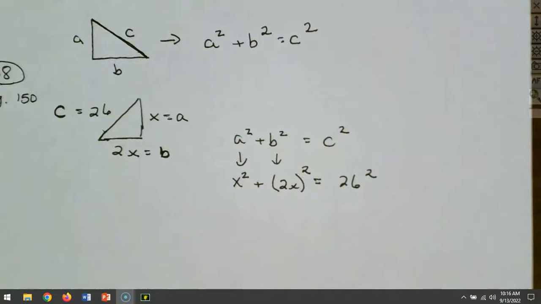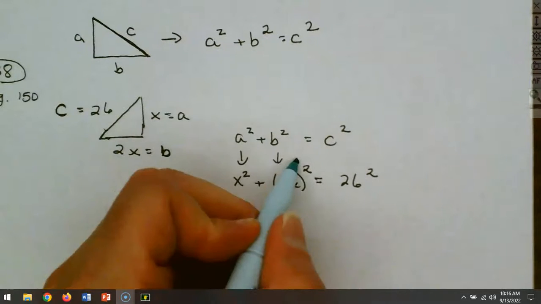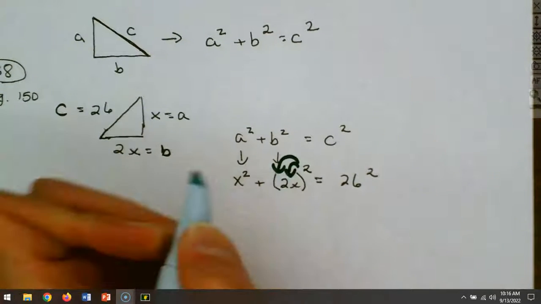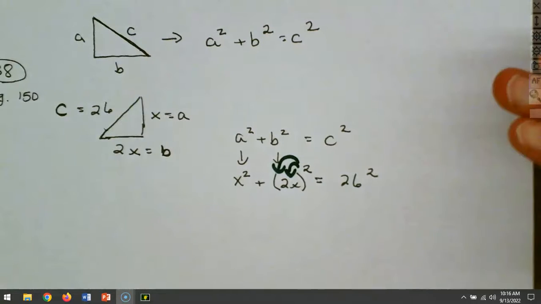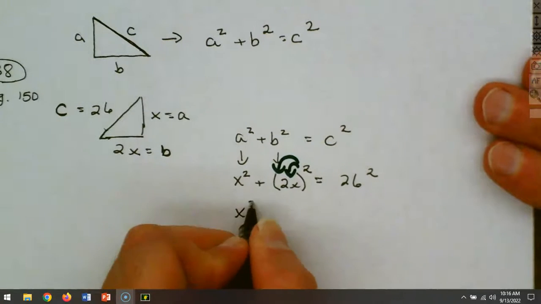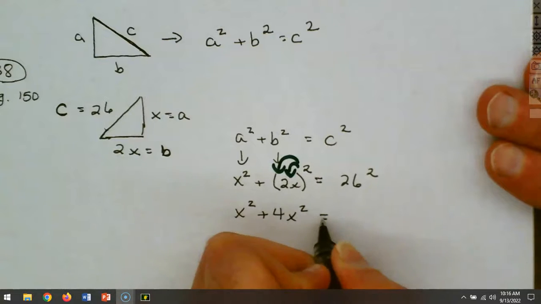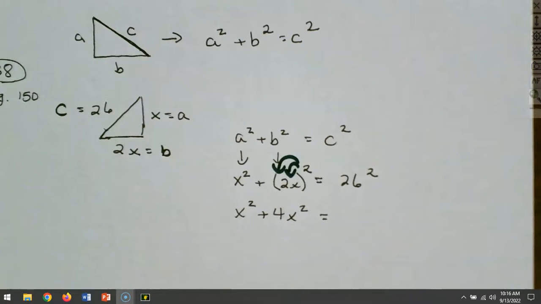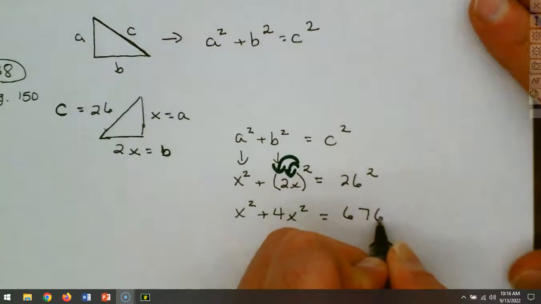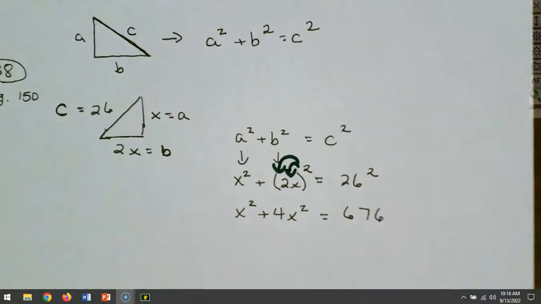Make sure when you work with that 2x that you put parentheses around it, because you've got to square each part, not just the x. It's actually going to be a 4x squared there, because that square has to be distributed or pushed through each part. So when I do that, I now have x squared plus 4x squared, and that's going to equal 26 squared, which is 676.